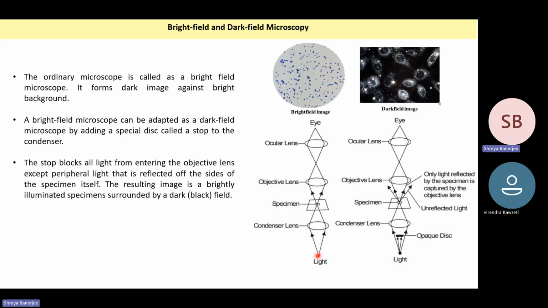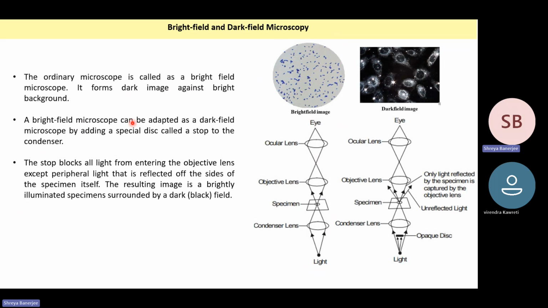Condenser lens, basically what it does, so from a source of light, light is coming in all different directions. Condenser lens will basically focus all the light on the specimen so that you can see the specimen brightly. So this forms the bright field image, that is dark image against the bright background.